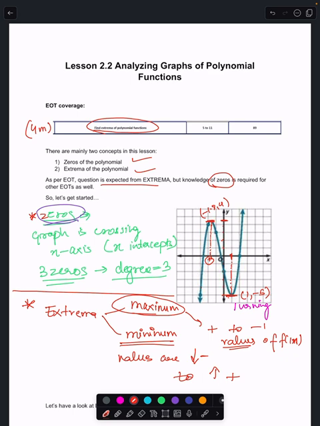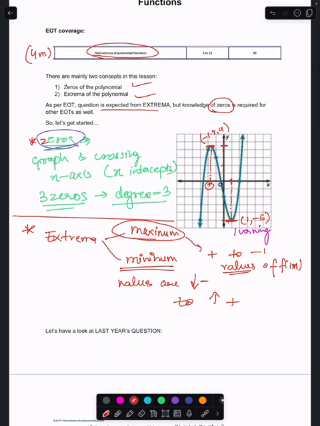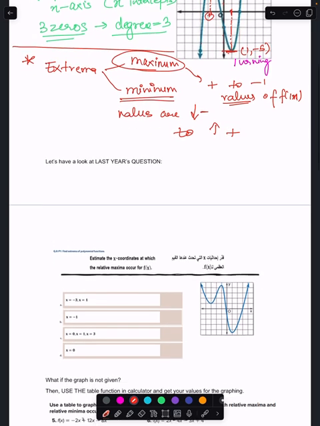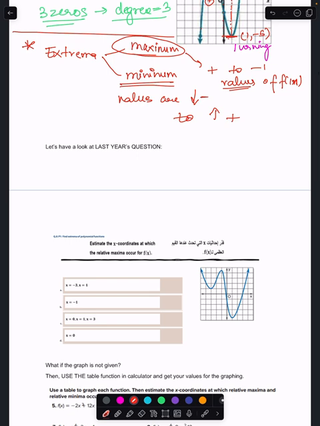For example, there is one very direct question from last year, as you can see, this one here. The question says, estimate the x coordinate. So they want only the x coordinate where there is a relative maxima. Remember, maxima is the top point like this, minima is this one. In this question the good point was that the graph was given. When the graph is given, our objective turns out to be very simple.